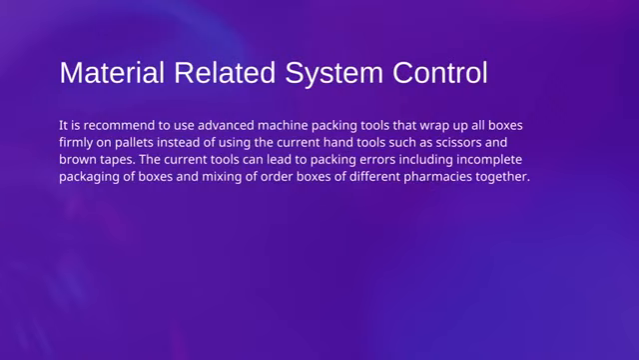For the material-related system control, it's recommended to use advanced machine packing tools to wrap all the boxes firmly on pallets instead of using the current hand tools like scissors and brown tapes. They will reduce packing errors, including incomplete packaging of boxes or mixing of boxes of different pharmacies together.